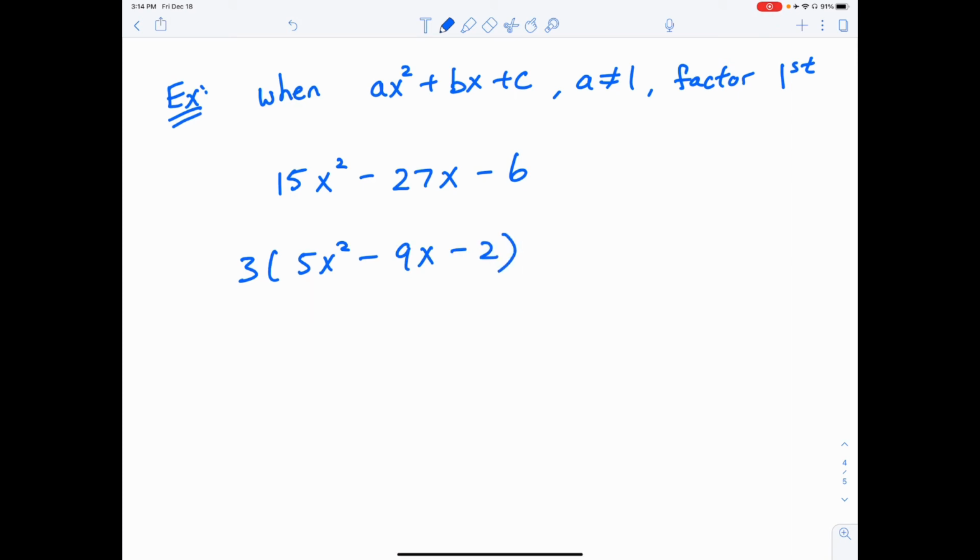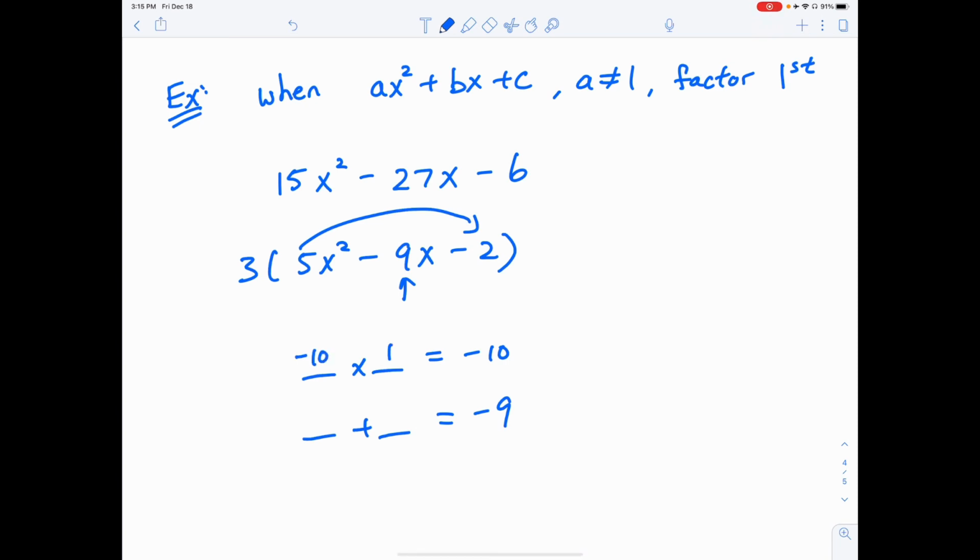Now, when we do this, we can now use Baum's method on the inside of the bracket. So again, two numbers multiply. In this case, it'll be 5 times negative 2, giving us negative 10. And two numbers add together to give us negative 9. So the two numbers that work here are going to have to be negative 10 and 1.